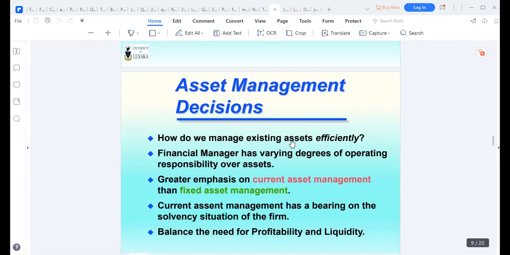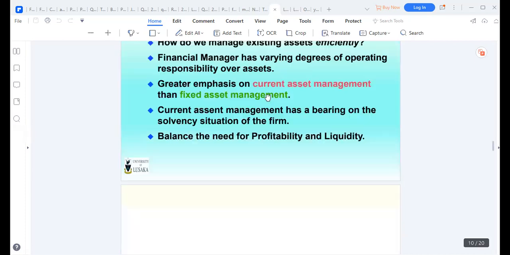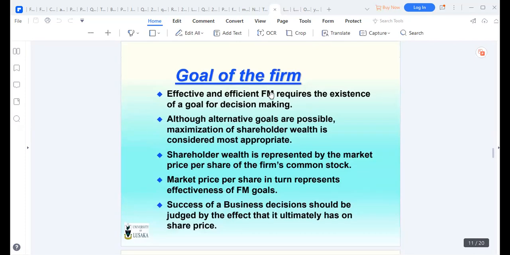And asset management decisions, here we're looking at how efficient the assets that are in this business, how they are being efficiently used. So we also have a greater emphasis on how to interpret the profitability and the liquidity of our assets. So here we're going to do some brief ratio analysis. So this is what is involved basically in corporate finance.